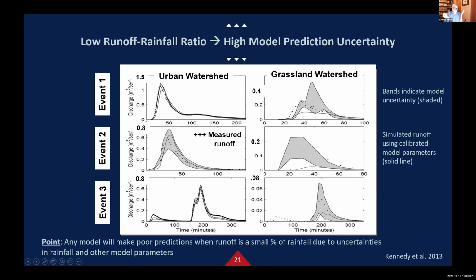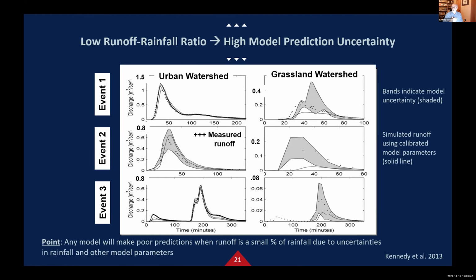And what we found is that we did fairly well when we had a high runoff-rainfall ratio compared to a low runoff-rainfall ratio. So this is a given. If you have a lot of small events in your data set, it's going to be harder to calibrate. It's going to be harder to come up with accurate model results compared to the larger events. This is important, especially in how you use this model.